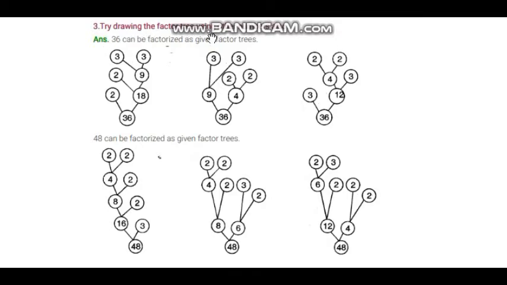Now try drawing the factor tree using other numbers also. We can draw the factor tree using other numbers, like here we have drawn the factor tree using 36 and 48. So first let us do it with the prime factorization method.